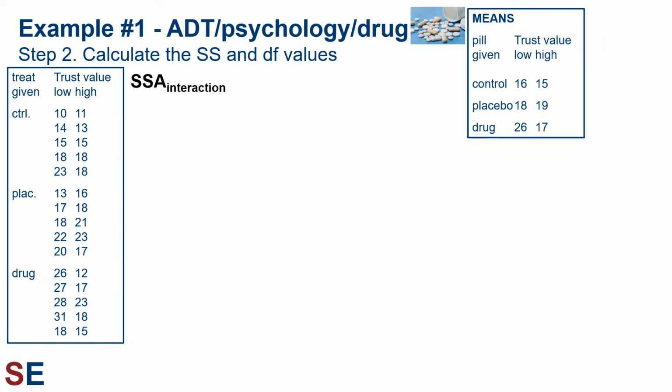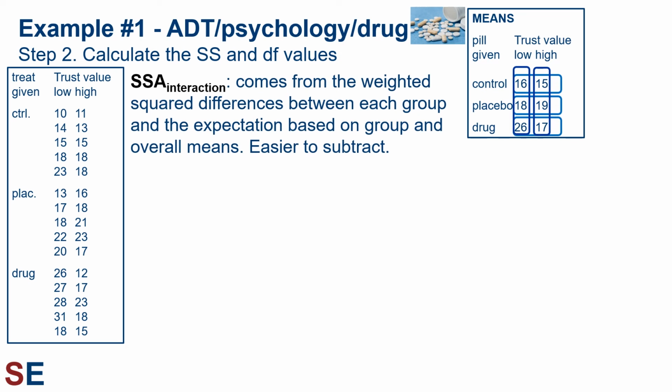The last sum of squares among value is more complicated to understand and calculate. For the SSA interaction, it comes from the weighted squared differences between each group and the expectation based on group and overall means. In practice, it's easier to get by subtraction. We'll show both methods.